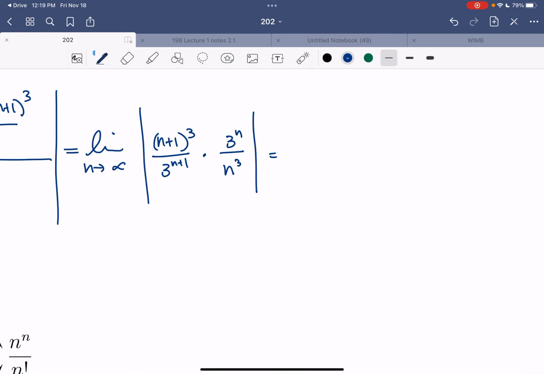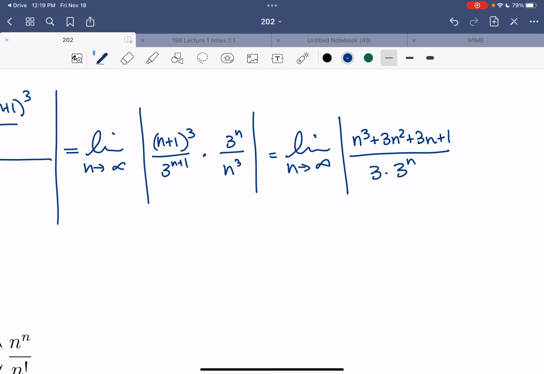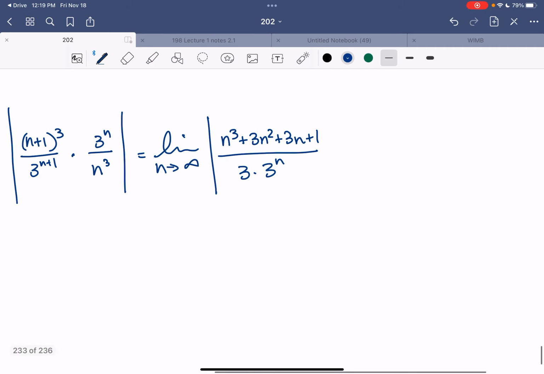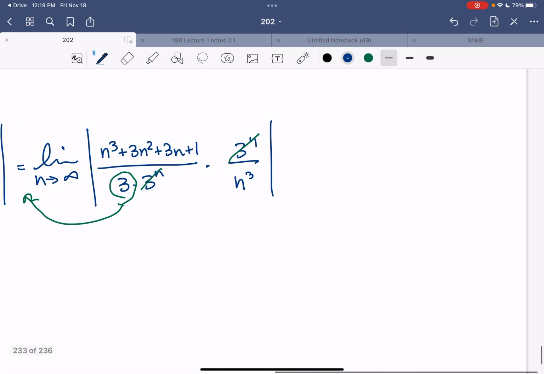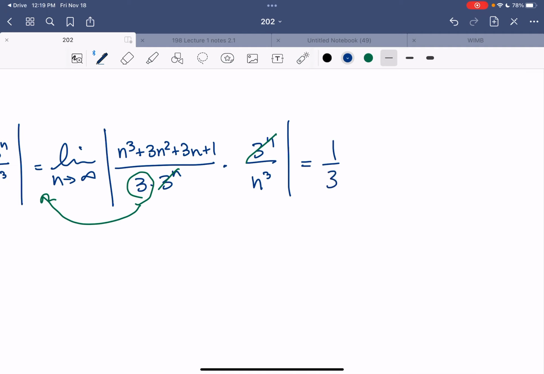Now, what I want to do is simplify this so that I can cancel some stuff. So n plus 1 cubed is n cubed plus 3n squared plus 3n plus 1, all over 3 to the n plus 1. I'm going to pull a 3 away so that I have 3 to the n times 3. That's the same as 3 to the n plus 1. And we're multiplying that by 3 to the n over n cubed. The reason we do that is because now I can cancel that 3 to the n. I can also take this 3, which is in the bottom of the fraction, and bring it outside my limit. So this is the same as 1/3, because the 3 has to be in the denominator.